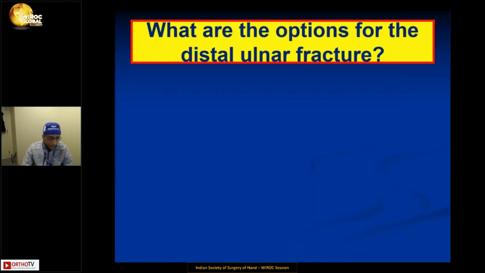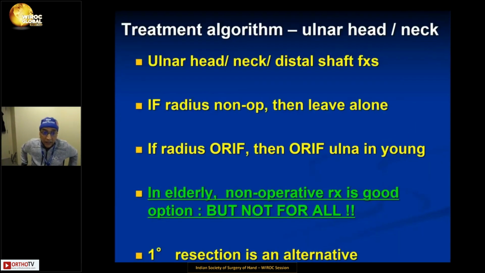So the last thing that we will cover is the options for the ulnar fracture, which is a commonly asked question. Now, this is my algorithm. If you have an ulnar head or neck or a distal shaft fracture, if it is undisplaced or if the radius is being treated non-operatively, then I leave it alone. If I'm fixing the radius, then I will fix the ulna in the young person. But in the elderly, you have two other choices. You can either treat it non-operatively, or if it's very distal and osteopenic bone, you can also do a primary excision of the distal ulna. But that's a really, really minimally utilized option.